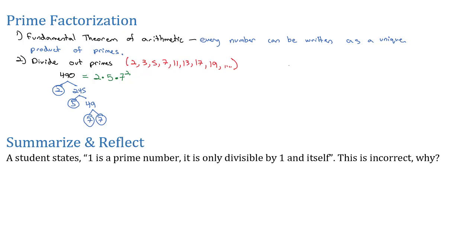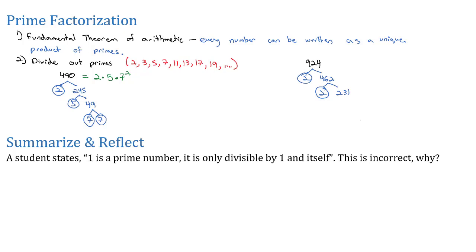Let's try one more example. Let's try the number 924. I'll put it a little more over to the side, give me a little more space to work. Well, the last digit's a 4. It's even, so I'm going to divide by 2. That's going to give me 462. Circle the prime. Still even, so we'll divide out another 2. That's going to leave me 231.